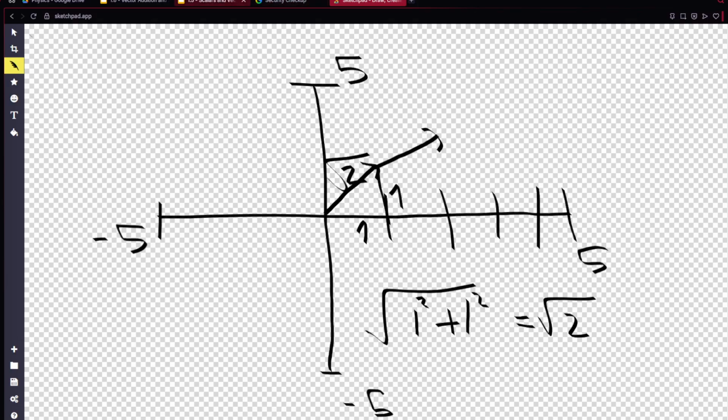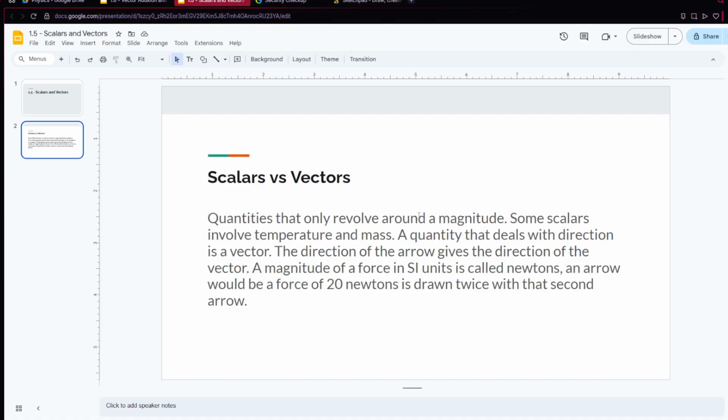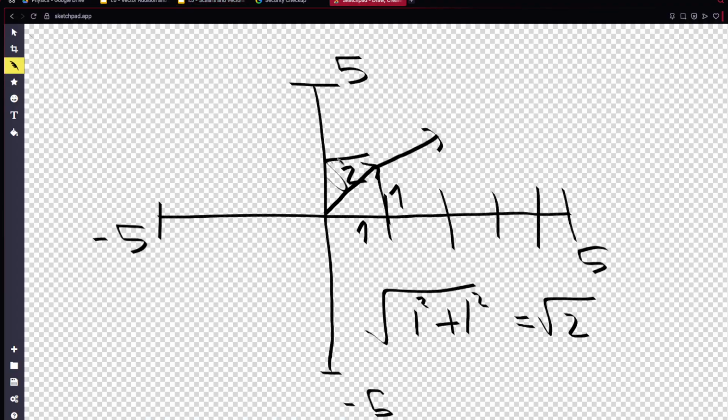And that's kind of where we get to when adding and subtracting vectors. So here, instead of using a magnitude of force, like a 10 newton force, we're using square root 2, which is the hypotenuse. So the hypotenuse will always be the total sum of the vector. These will only be used to calculate the x and y.